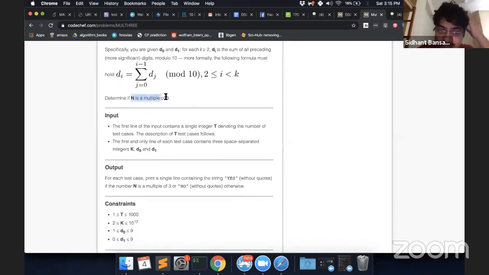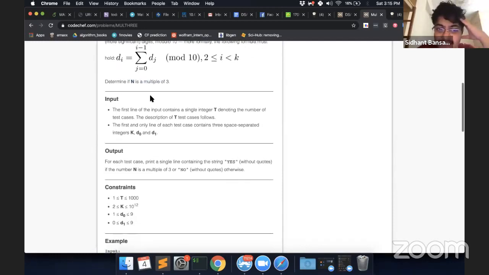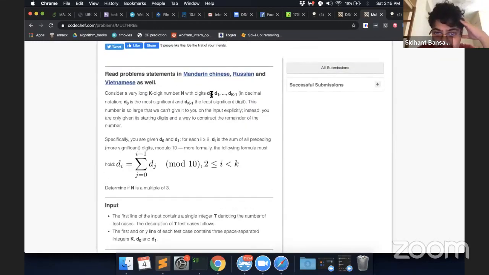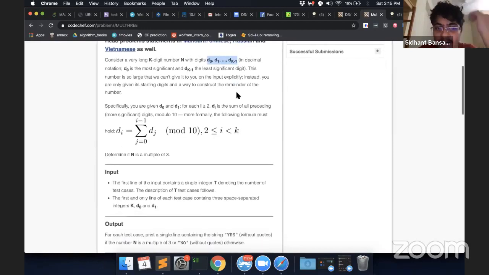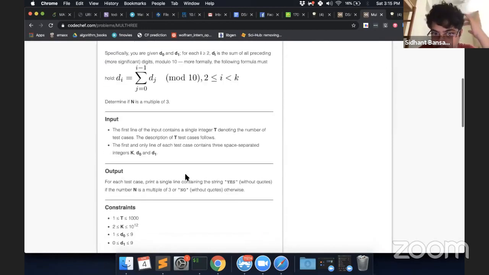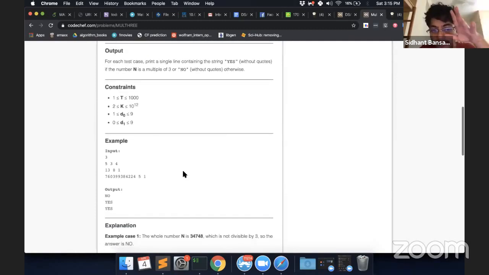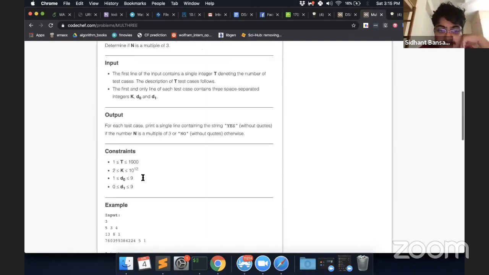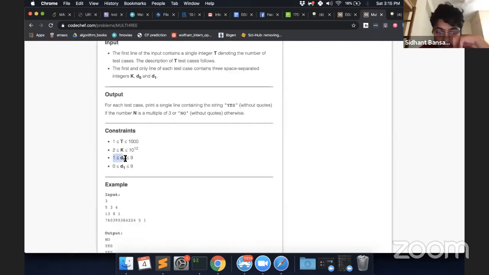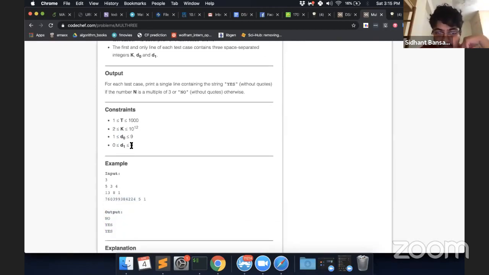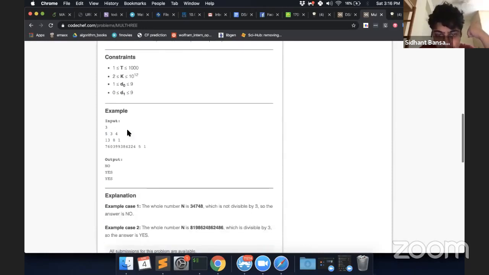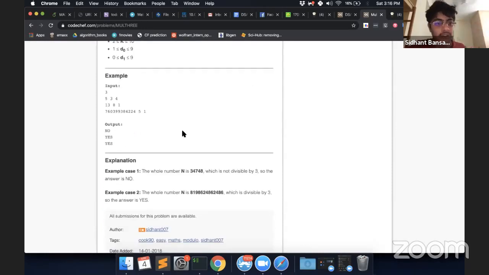And you have to check if the number created this way, which is basically this number, is a multiple of 3 or not. So that's the entire question, right? You're given that D0, which is the most significant digit, is a non-zero digit, and D1 can be 0. D0 goes from 1 to 9, so it can't be a 0. Okay, so this is the question.